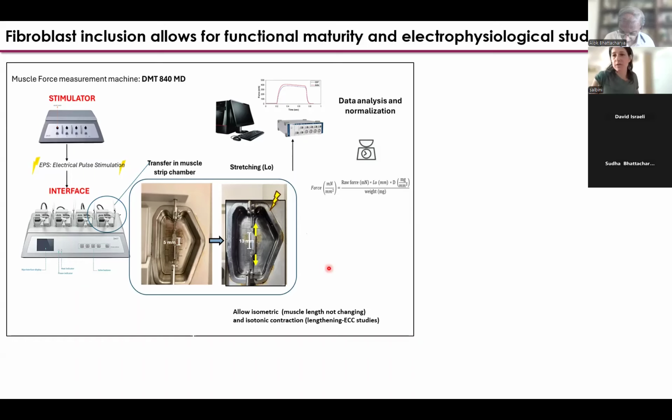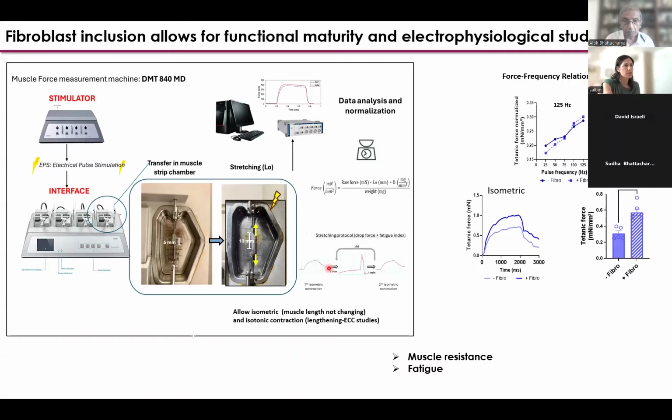This is one strength of the system. It allows the stretching of the organoids. And this is important in muscular dystrophy because it allows us to perform eccentric contractions, which are very important to assess fatigability and muscle resistance. So here you see that we first optimized the force-frequency relationship, and we identified this frequency as the best, showing the highest peak.